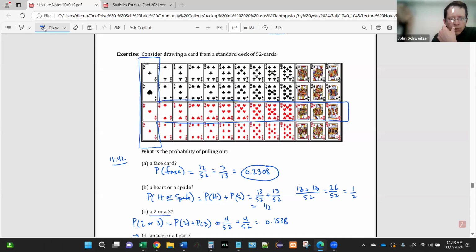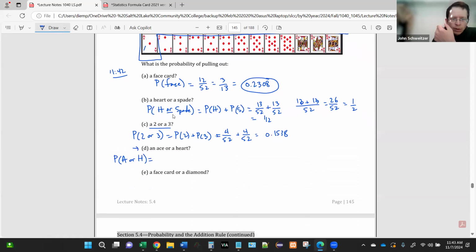Okay, and then we can just count, right? So there's 13 on this row, right? So if we go all the way down here, that's 13 cards. Then we have 14, 15, 16 cards. Okay, so 16 over 52, and we've got it. So it's basically pretty much as easy as that.